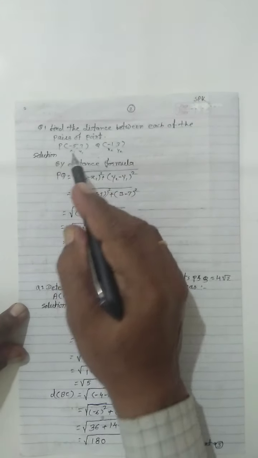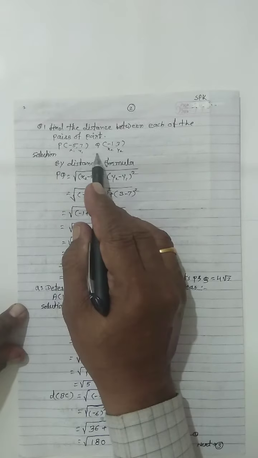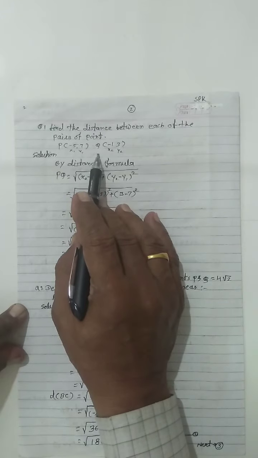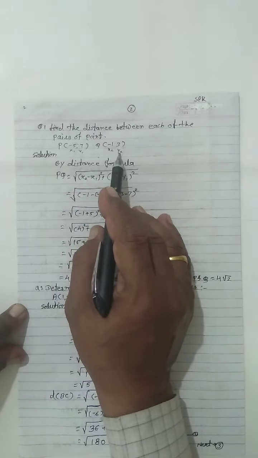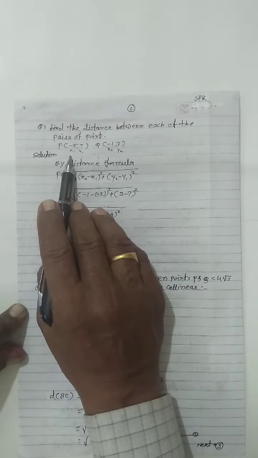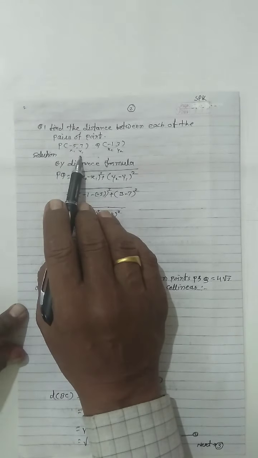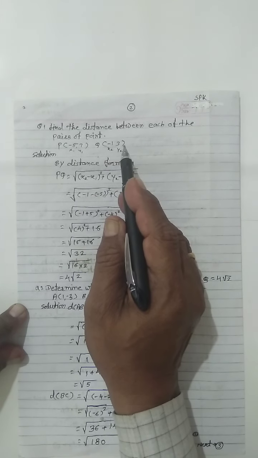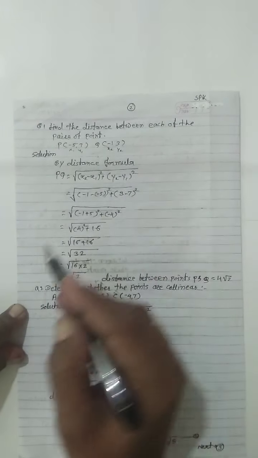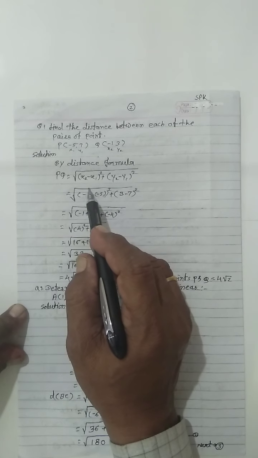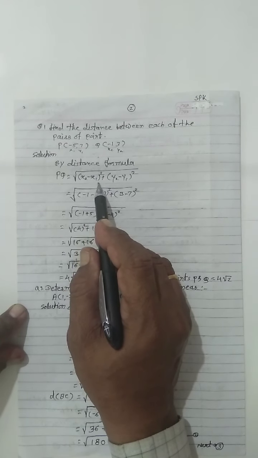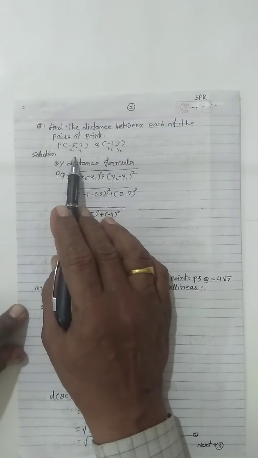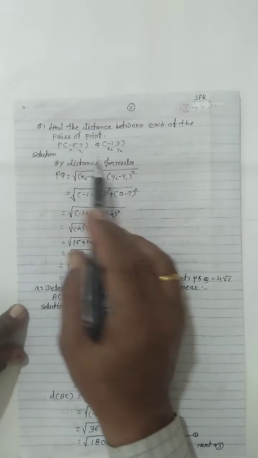Now here a pair of points is given, P and Q. The coordinates of P are (-5, 7) and the coordinates of Q are (-1, 3). Now we write down x1 equal to -5, y1 equal to 7, x2 equal to -1, y2 equal to 3. Then write down the distance formula: PQ equals under root, in one bracket (x2 minus x1) square plus second bracket (y2 minus y1) square, and put in the values of x1, y1 and x2, y2.